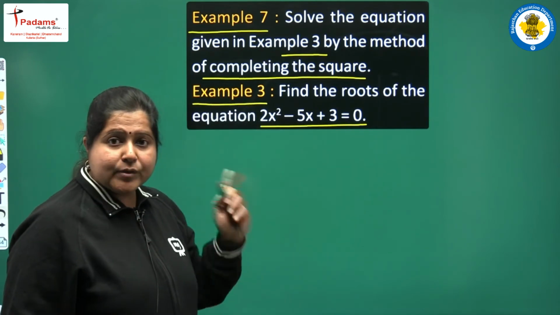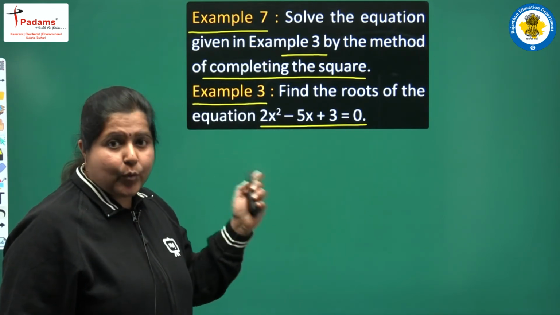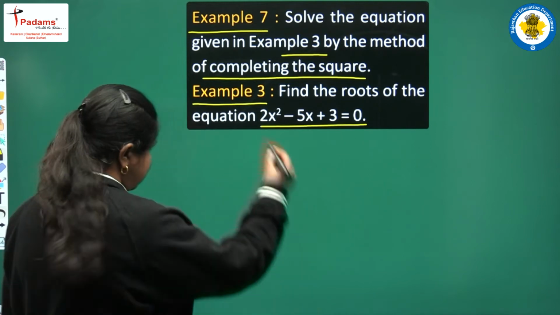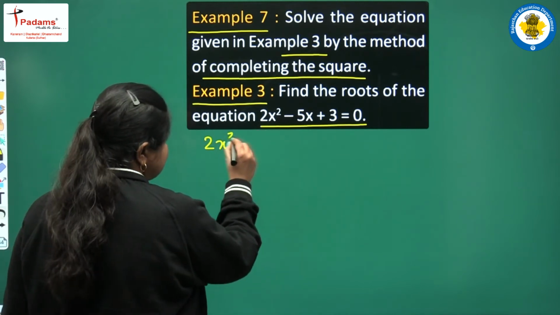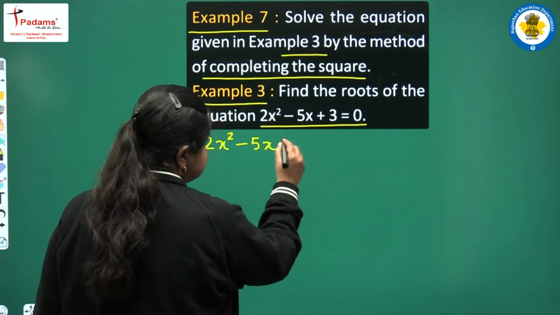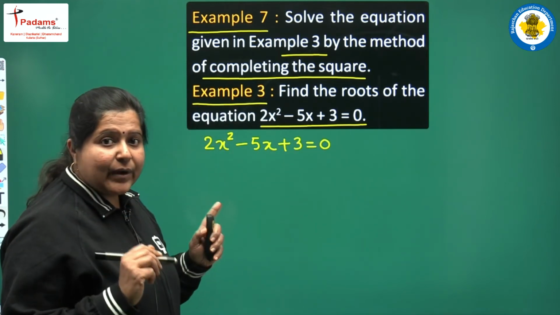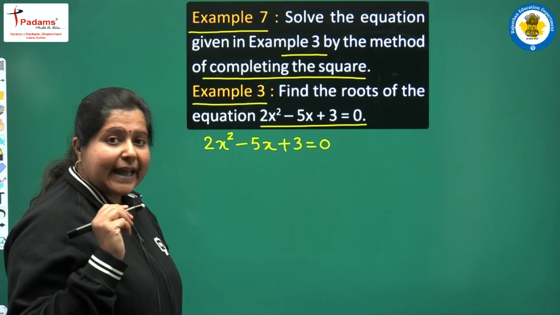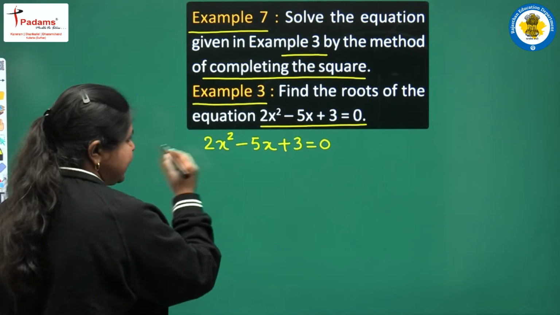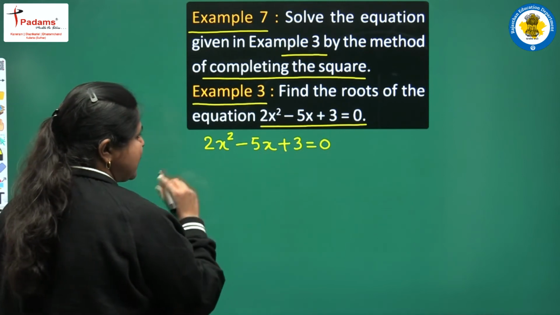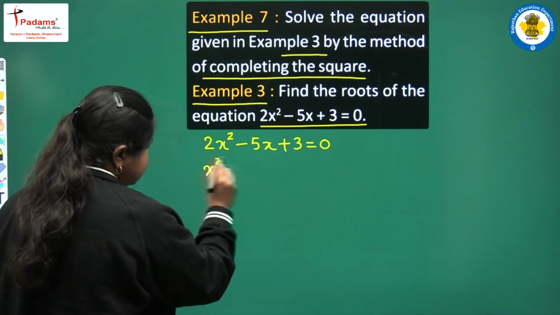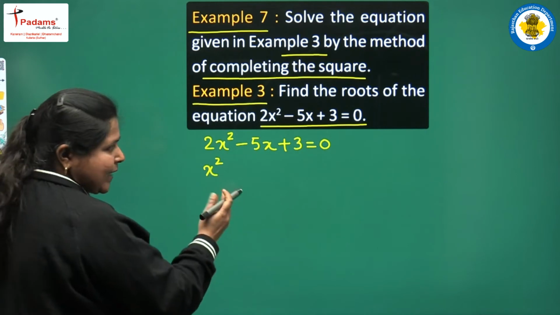इस इक्वेशन के रूट्स हमें कंप्लीटिंग द स्क्वायर मेथड से निकालने हैं. ठीक है. सो वी राइट द इक्वेशन. इट इज 2x स्क्वायर माइनस 5x प्लस 3 इक्वल टू 0. फर्स्ट स्टेप, डिवाइड द इक्वेशन बाय द कोएफिशिएंट ऑफ x स्क्वायर. और वो यहाँ क्या है? इट इज 2. सो लेट अस डिवाइड दिस इक्वेशन बाय 2. फर्स्ट टर्म विल बी x स्क्वायर इटसेल्फ, 2 से 2 कैंसिल हो जाएगा.